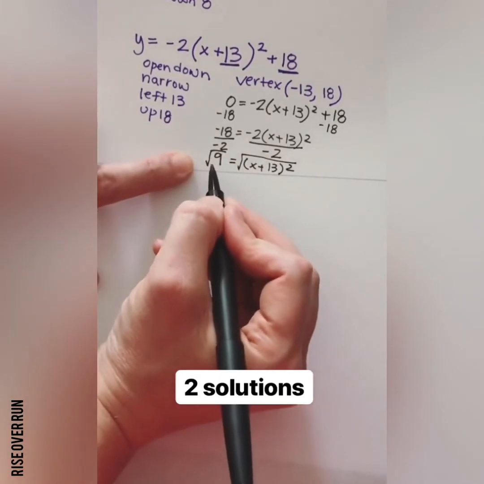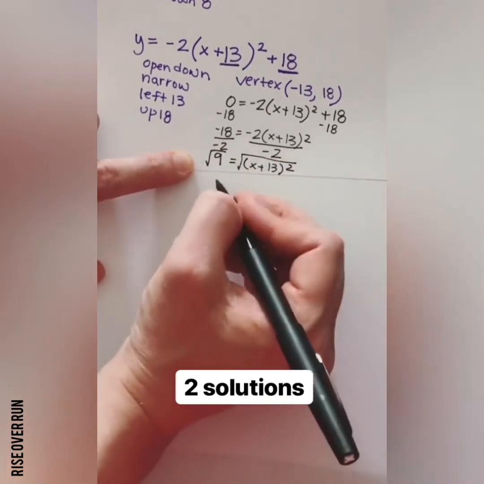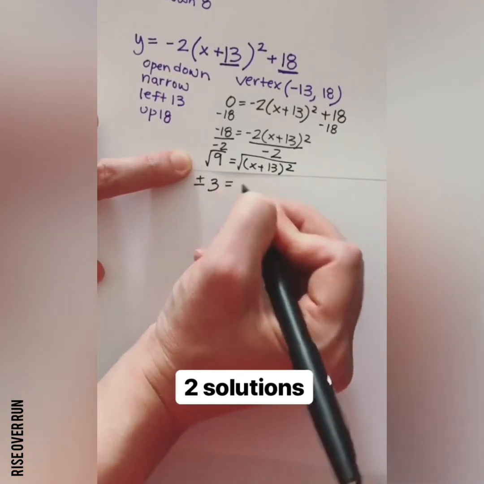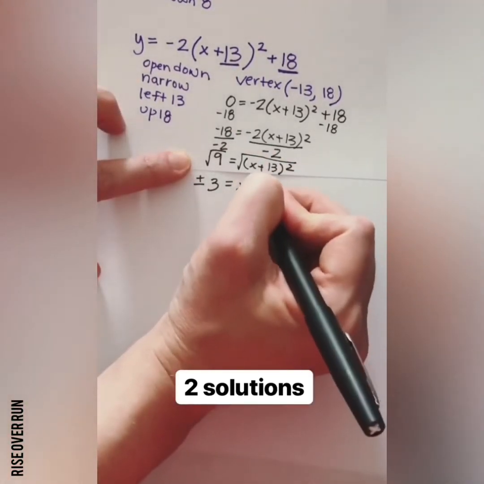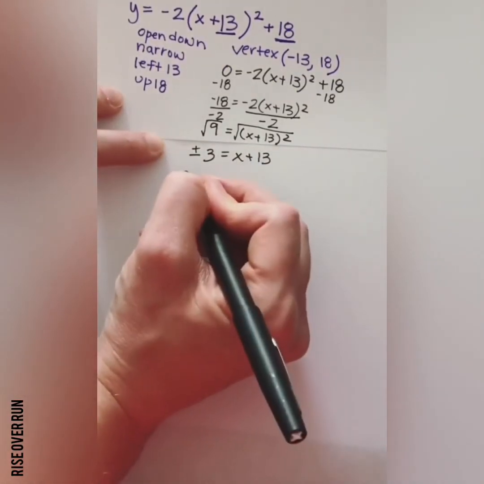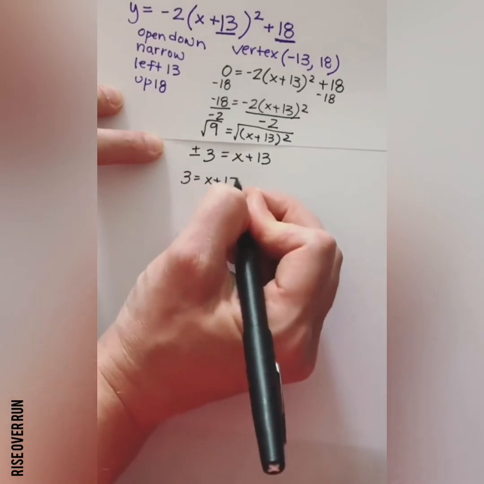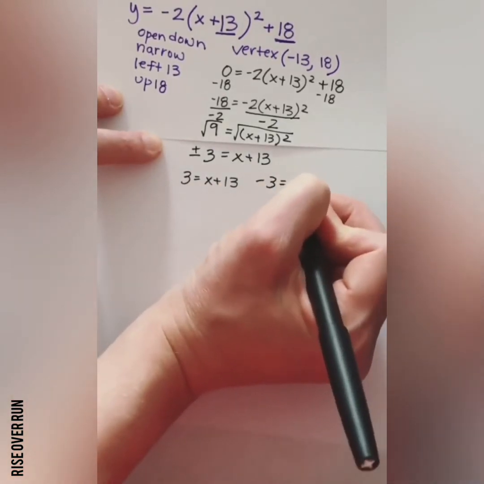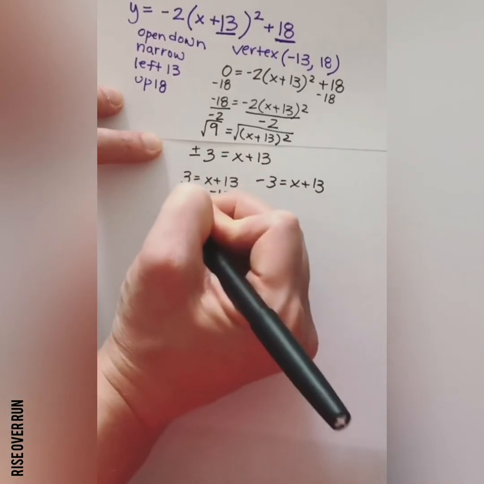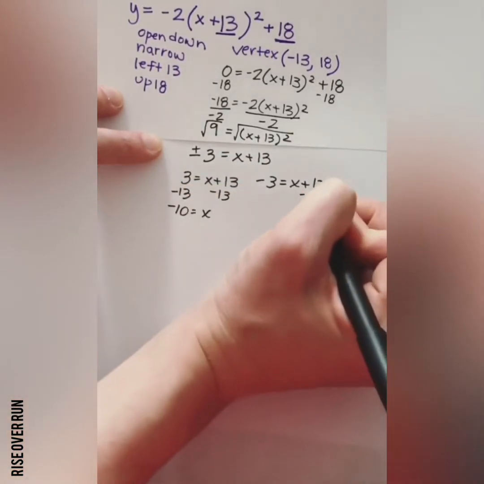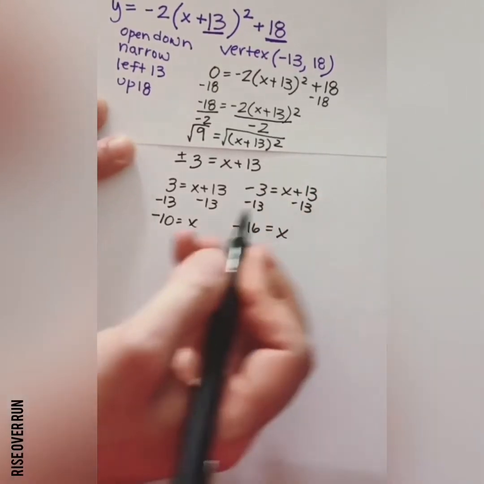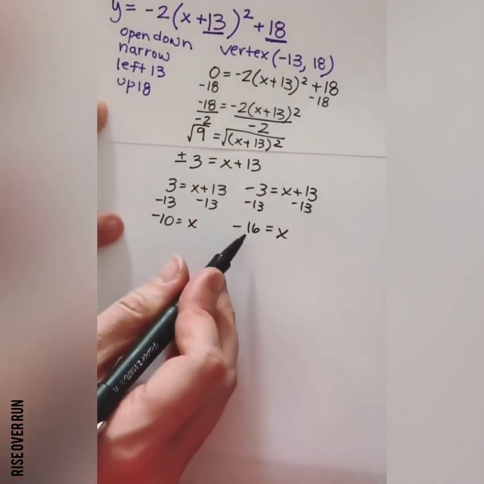Be sure you take note here. When you take a square root, don't forget that you have a positive and a negative 3. So when I solve this, I need 2 solutions. Negative 10 and negative 16.